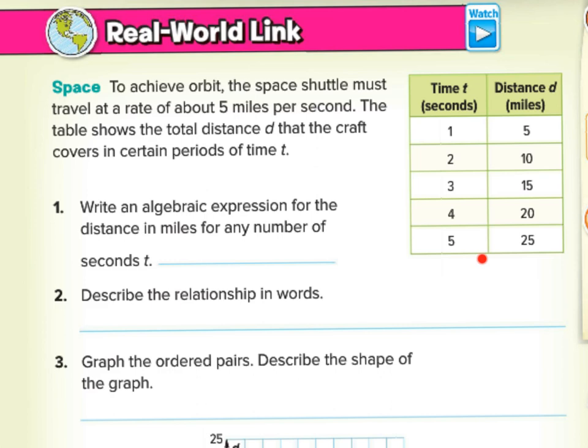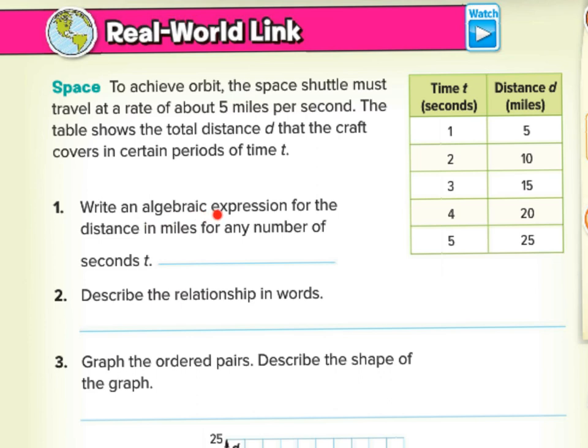So let's look at this table. Over here we have time in seconds. 1 second is 5 miles. At this rate, without changing, 2 seconds would be 10 miles, 3 would be 15, 4 would be 20, and 5 would be 25. So clearly we're counting by fives here. Every time there's 1 here, we have 5 here.